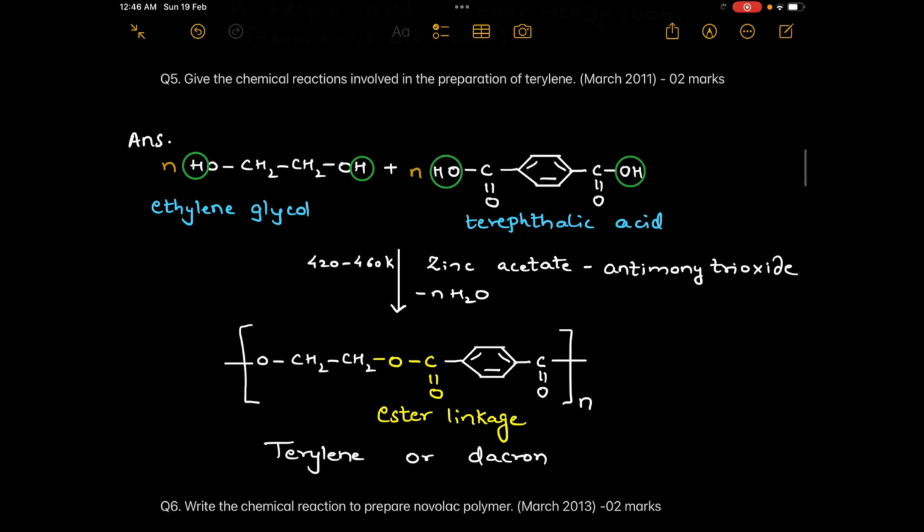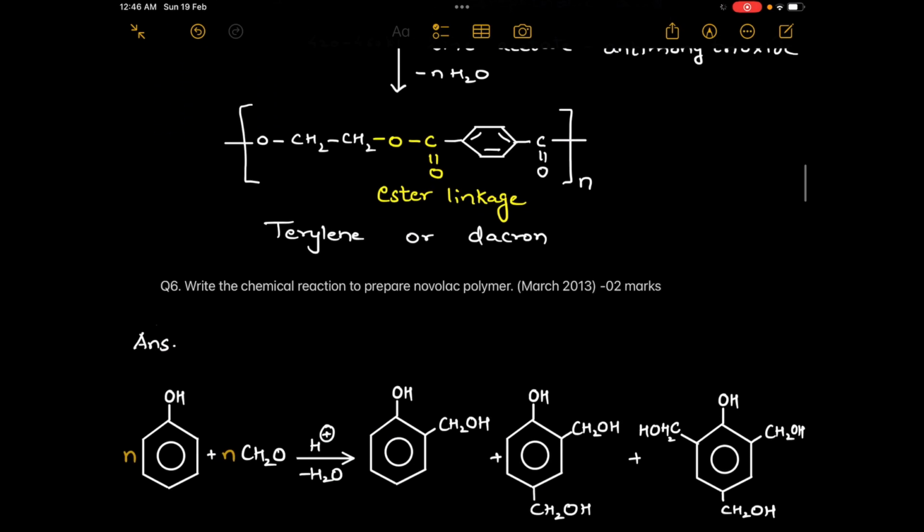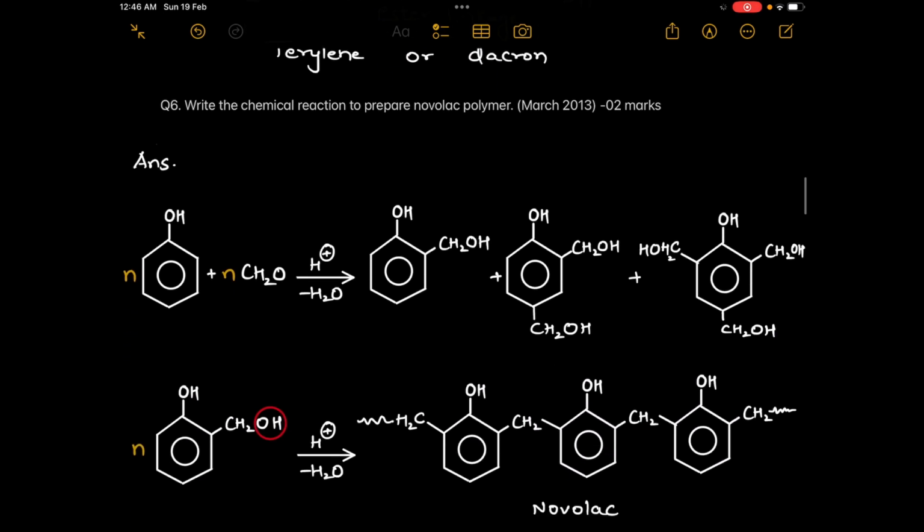Give the chemical reactions involved in the preparation of terylene. Again it says clearly give the chemical reaction. So we have to simply write down the chemical reaction. This chemical reaction is repeated. Similar question was on top. How is terylene prepared? Let's move on to the next one.